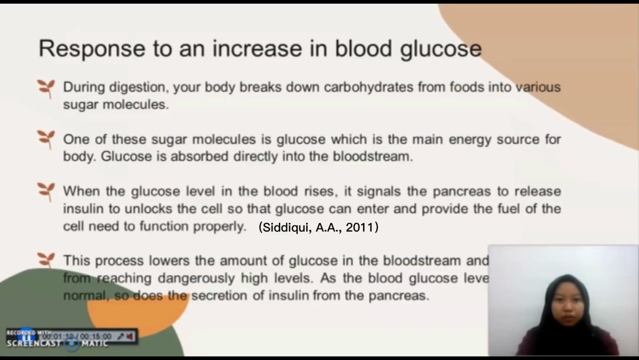During digestion, your body breaks down carbohydrates from foods into various sugar molecules. One of these sugar molecules is glucose, which is the main energy source for the body. Glucose is absorbed directly into the bloodstream. When the glucose level in the blood rises, it signals the pancreas to release insulin to unlock the cells so that glucose can enter and provide the fuel the cells need to function properly. This process lowers the amount of glucose in the bloodstream and prevents it from reaching dangerously high levels. As the blood glucose level returns to normal, so does the secretion of insulin from the pancreas.